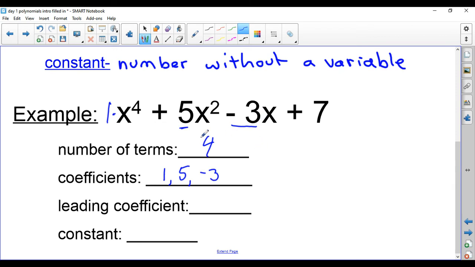The leading coefficient, I have to go find the term with the highest exponent, and this one was written in descending order, so it's the first one. And the leading coefficient is the coefficient of that term. The constant is the number that doesn't have a variable, the 7 at the end.